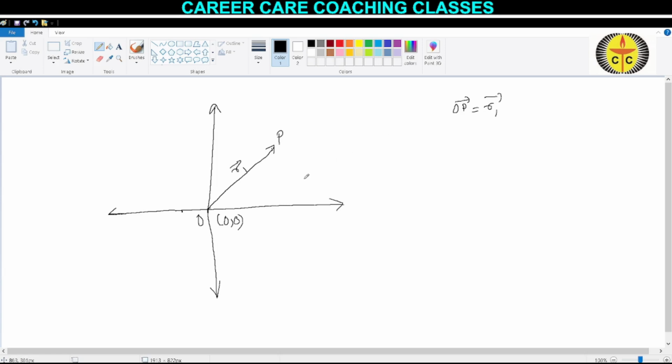Similarly, another particle Q here, or the same particle moves to this position like this. So this is your Q. At this position with time, it is displaced. This position vector is R2. So what is the displacement of the particle? Displacement of the particle is this, that is your PQ.